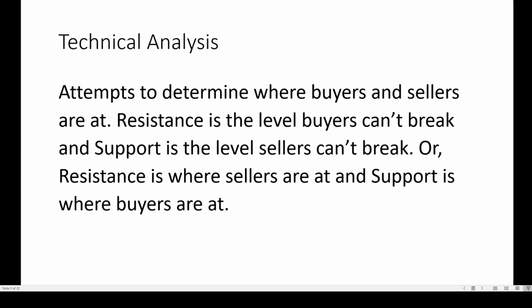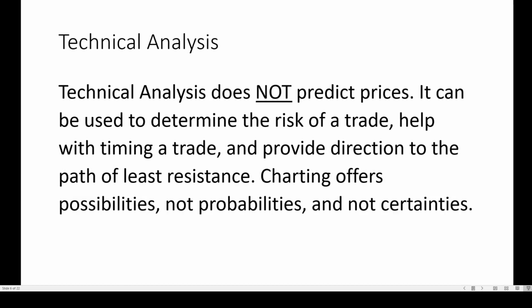Technical analysis attempts to determine where buyers and sellers are at. Resistance is a level buyers can't break, and support is the level sellers can't break, or resistance is where sellers are at and support is where buyers are at. Remember, technical analysis does not predict prices. It can be used to determine the risk of a trade, help with timing a trade, and provide the direction to the path of least resistance. Charting offers possibilities, not probabilities, and not certainties. Should be pretty obvious in the recent market action that that is the case.